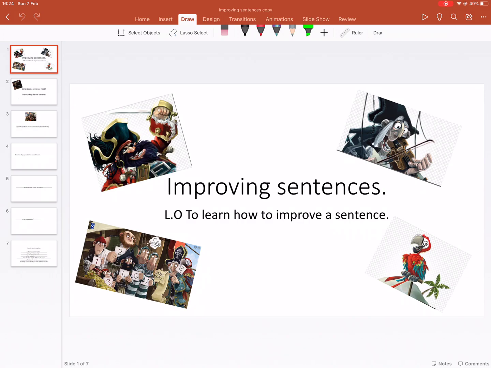So our learning objective today is to learn how to improve a sentence. Now we did sentences last week and you did really well with them. I still think that some of you are a bit unsure when you're adding to the beginning of a sentence. So we're going to go through it again today.